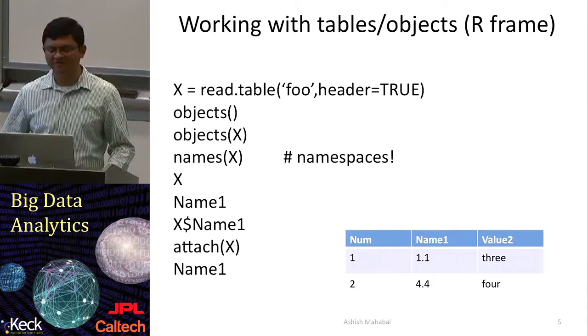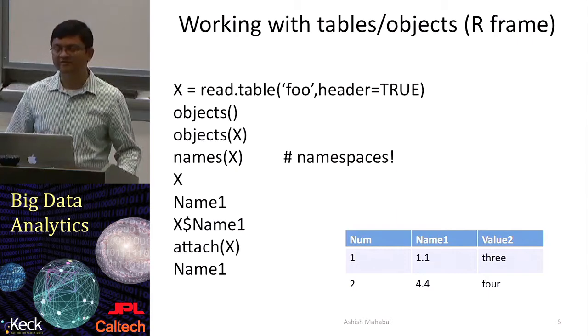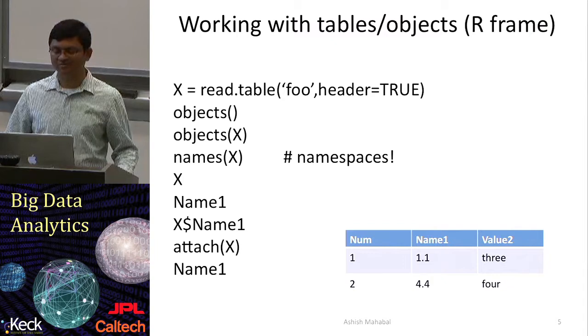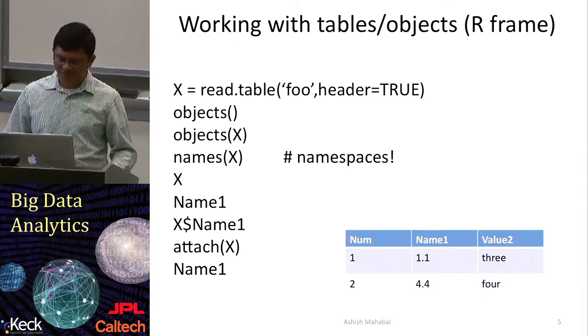So if you have an ASCII file of that nature, then you can read it in trivially into R. You can simply say read.table, and the file name in this case that I'm using is called foo. So I read in the file foo, and I say header equal to true, meaning that the first line there is going to define the names of the columns for me. And once that is done, X now contains the entire file, and you can do various things with that.